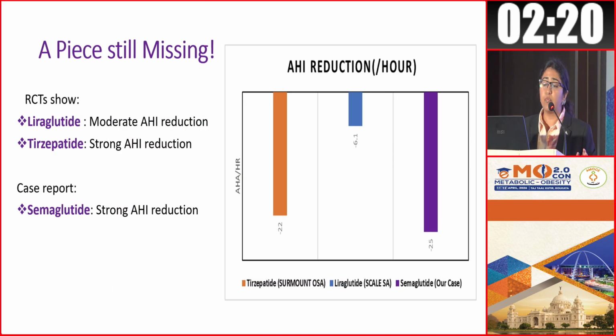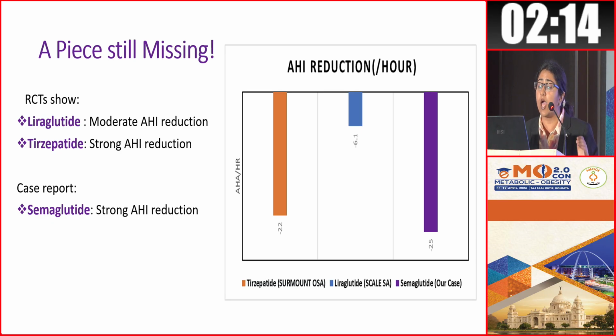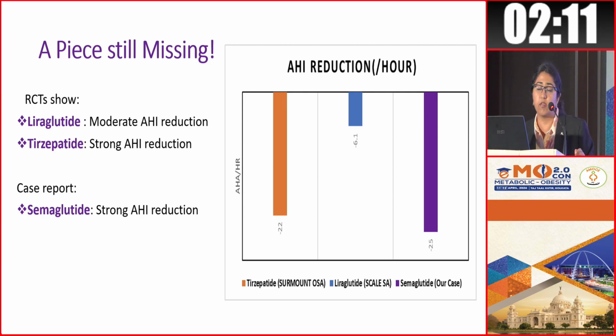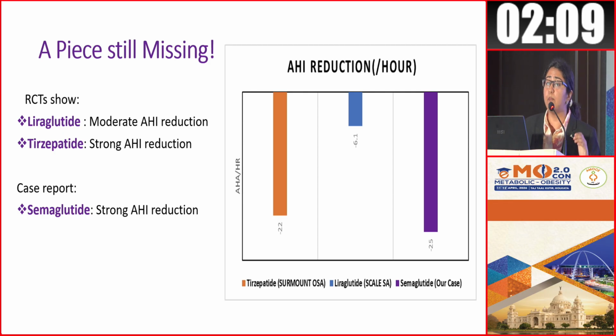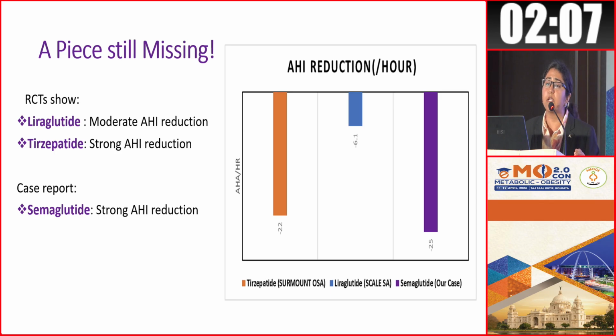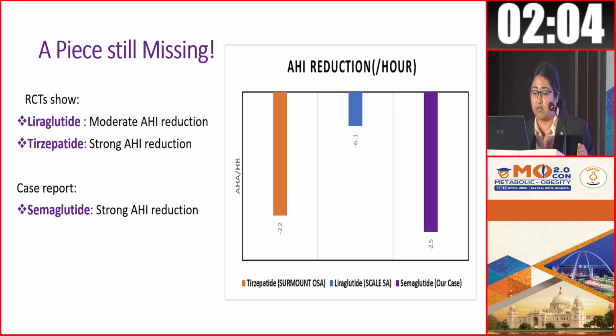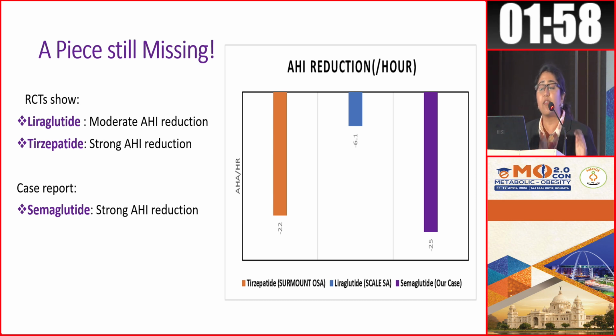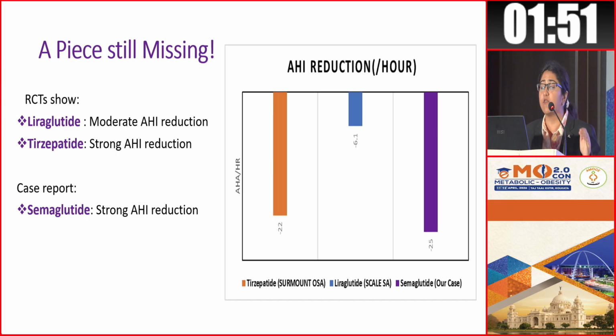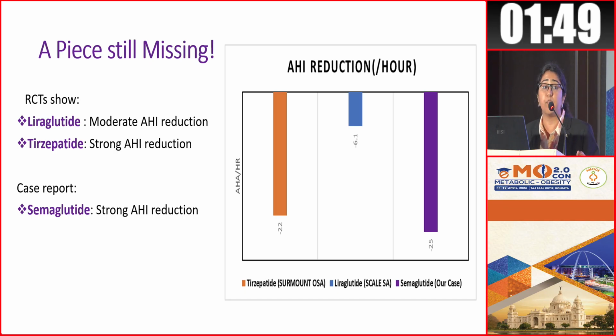In our literature, a piece still remains missing. This is a graph which compares the reduction in the apnea-hypopnea index, events reduction per hour. The SURMOUNT OSA trial showed that tirzepatide reduced 22 events, whereas the SCALE sleep apnea study for liraglutide showed a moderate AHI reduction of 6 events per hour. Our case report shows that semaglutide in our case reduced the apnea-hypopnea index by 25 events per hour.